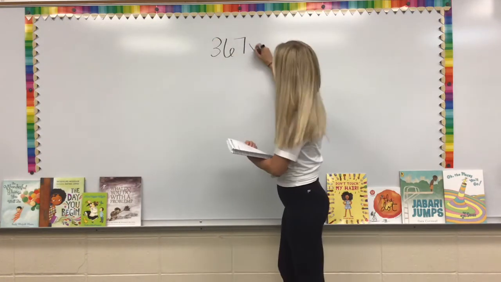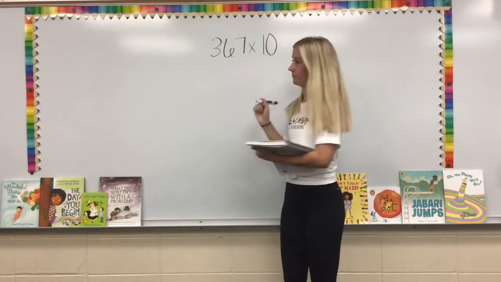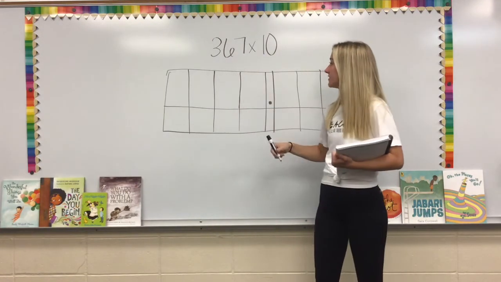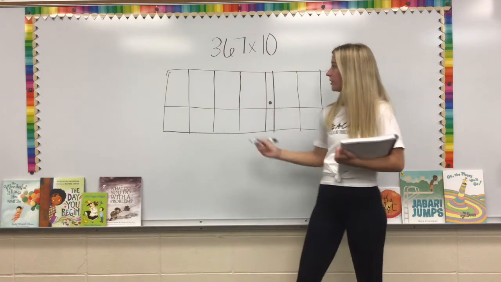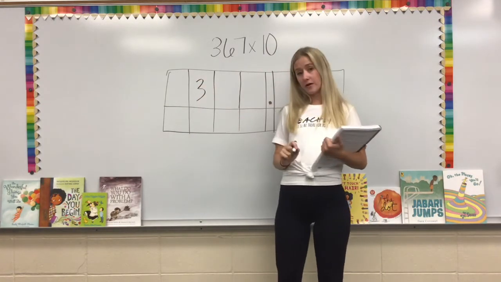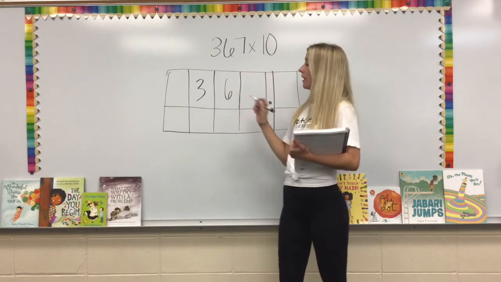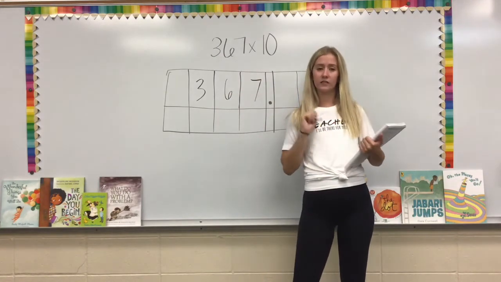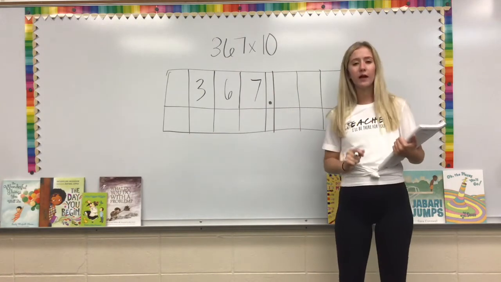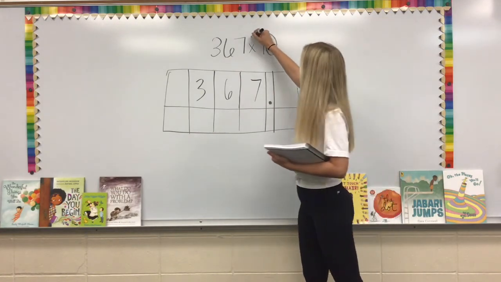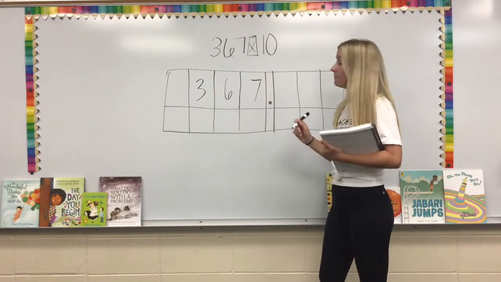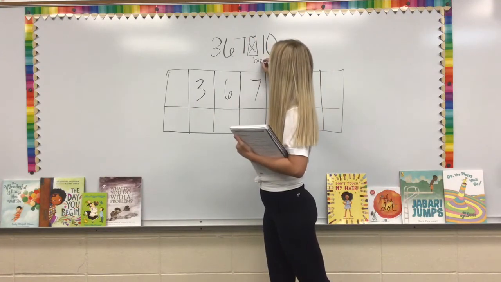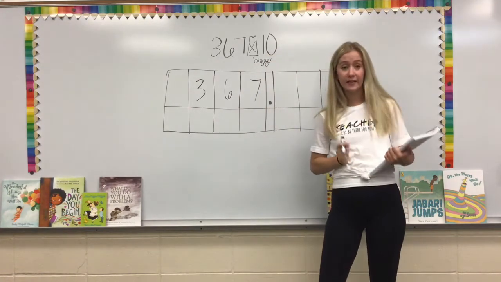367 times 10. We're going to go ahead and start by putting our 367 into our place value chart. So over here we have our 3 in the hundreds place, our 6 in the tens place, and our 7 in the ones place. So then when I multiply by 10, I know that my multiplication sign here means that my number is getting bigger. All right, so I'm going to write that in. My number is getting bigger.